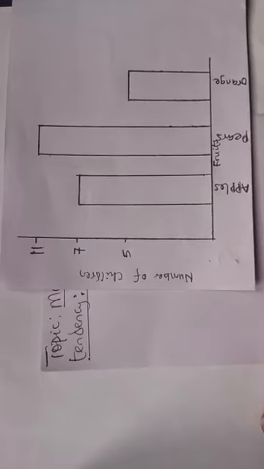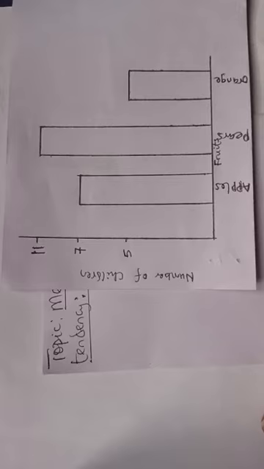Now, this diagram represents some children with respect to their preferred fruits. The children were called, and they were asked to mention their preferred fruit. We have only three fruits available: apples, pears, and oranges. So these kids were called to make their choices with respect to the fruits present.